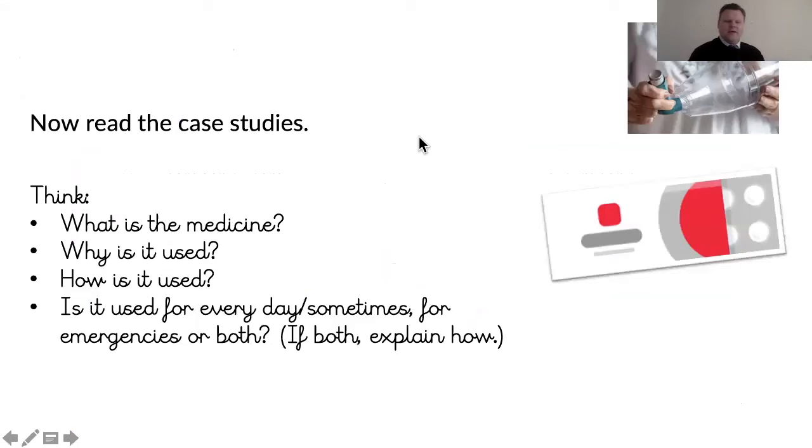In your packs, I would like you to read the case studies. They describe different medications that can be taken. Have a think about each one. What is the medicine? Why is it used? How is it used? And think, is it used for every day? Sometimes, for emergencies, or both? And if it is both, could you explain how?